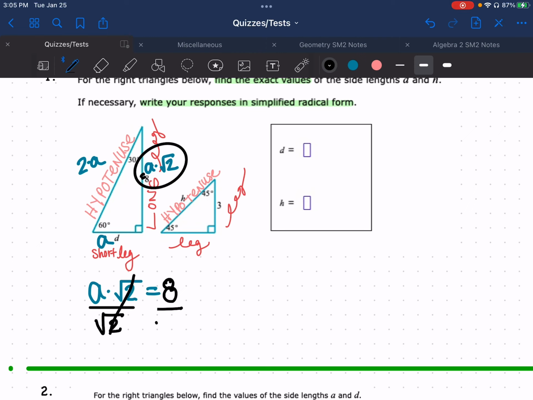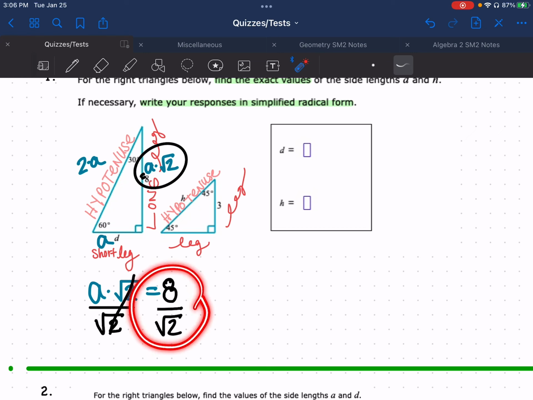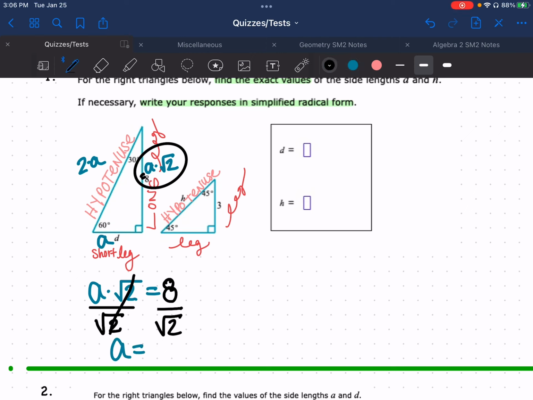Now I'm going to take this part right here and place it into my calculator. I must place it into my scientific calculator, the blue one inside the box at your table. 8 divided by the square root of 2, and the calculator is going to give me the answer. So the value of A is going to be 4 square roots of 2.